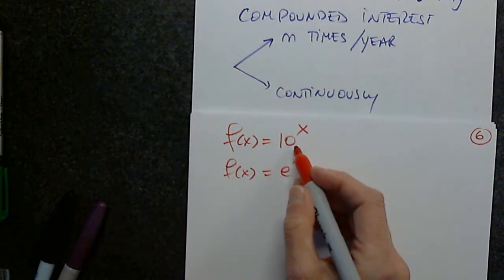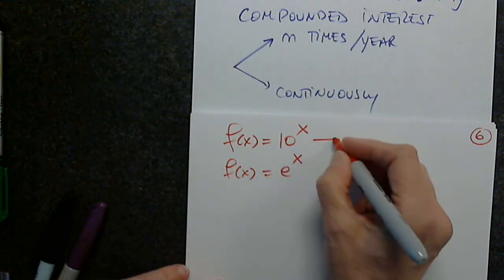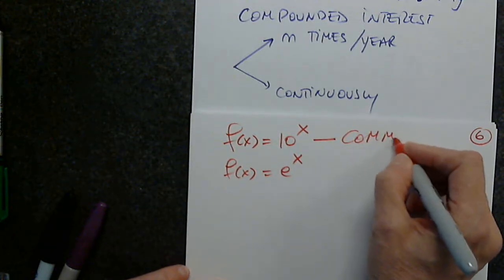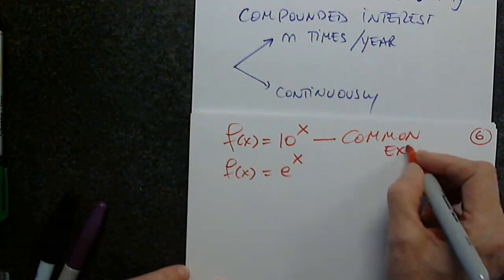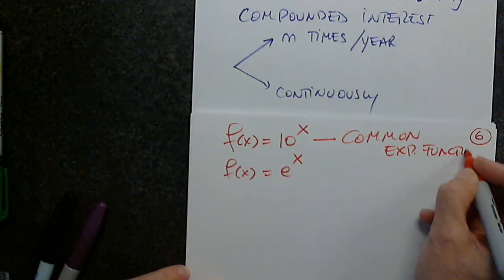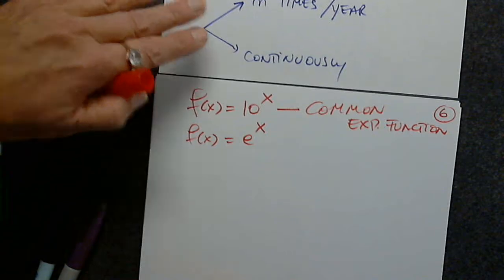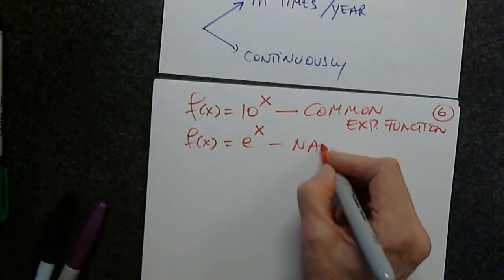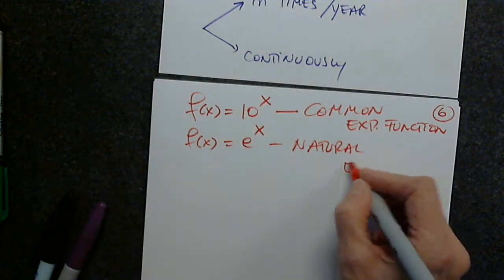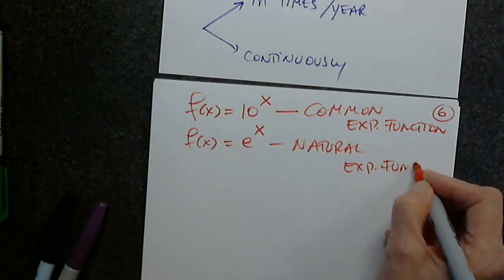When the base of an exponential function is 10, we call it the common exponential function. When the base is e, we call it the natural exponential function.